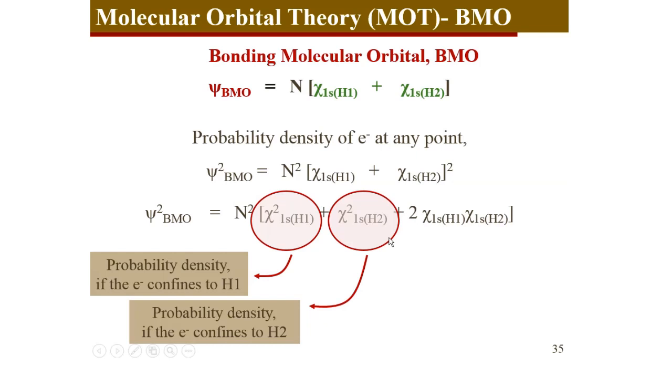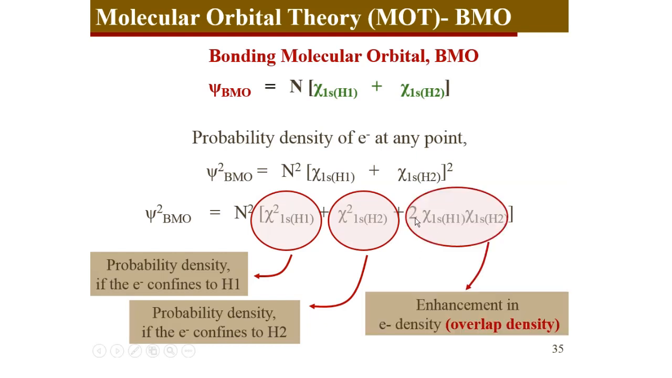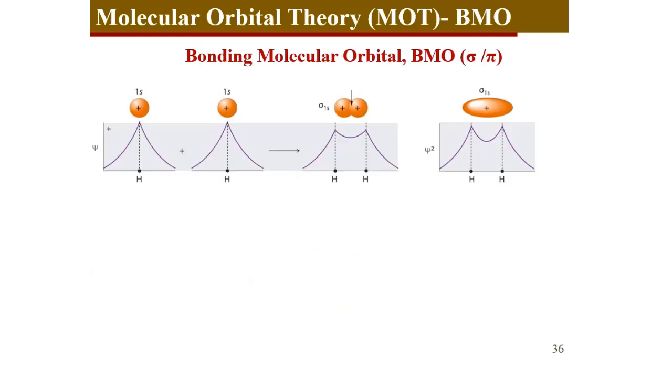But look at the third term. There is a new third term. There is an addition by this term. That is, there is an enhancement in electron density, and that is why it's called overlap density. The overlap results in enhanced electron density. Like this, the two atomic orbital 1s wave functions, chi 1s, overlap in an additive way to get a new wave function, sigma 1s.